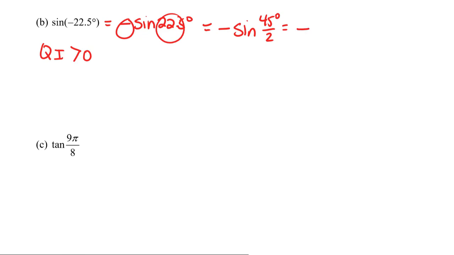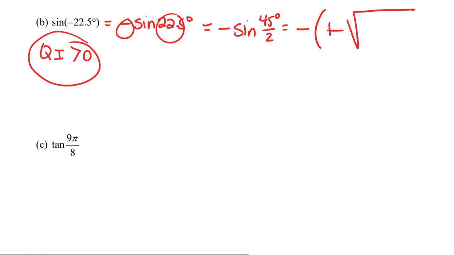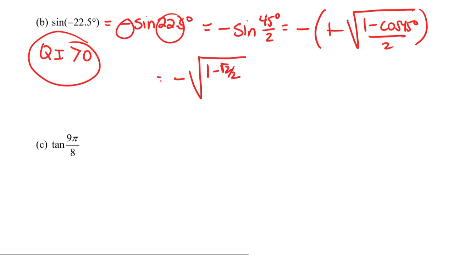We're going to take the negative of the positive root, because 22.5 is in quadrant 1, of the square root of the formula, which says 1 minus the cosine of 45 degrees over 2. So a negative times a positive means it's going to be the negative square root of 1 minus root 2 over 2, over 2.